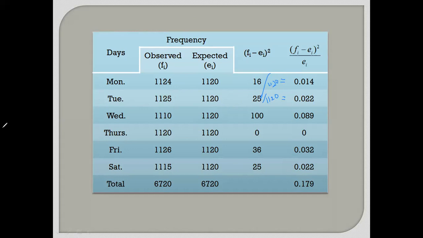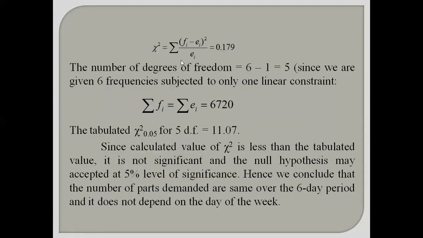At last we add. We add the observed value 6720, the expected value 6720, and this last column gives 0.179. So the chi-squared value, summation of Fi minus Ei the whole square by Ei, is 0.179. Now we see the degrees of freedom, n minus 1. The n value is 6 days, so n minus 1 is 5.